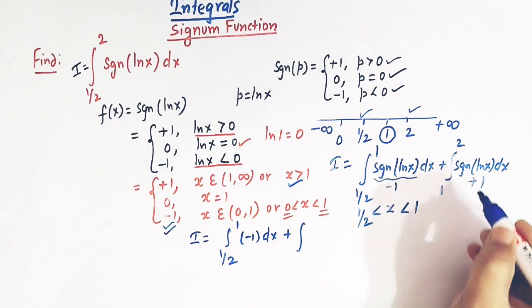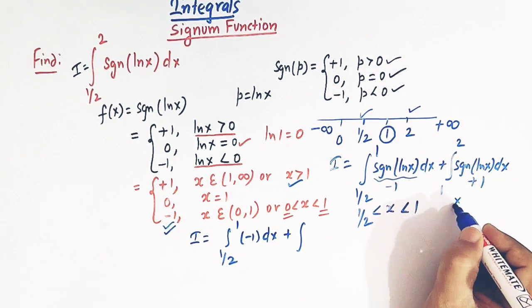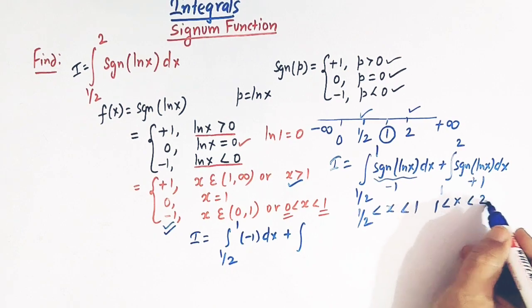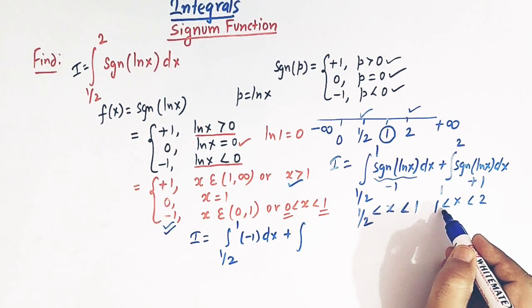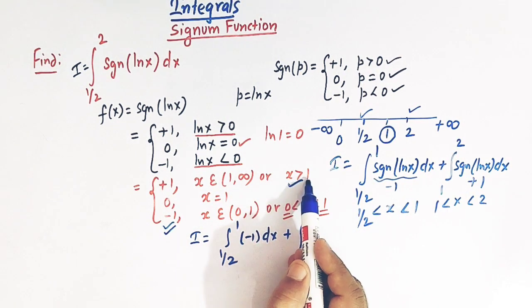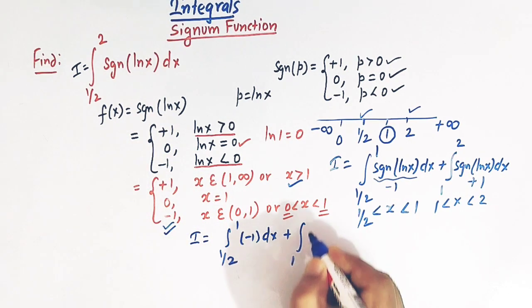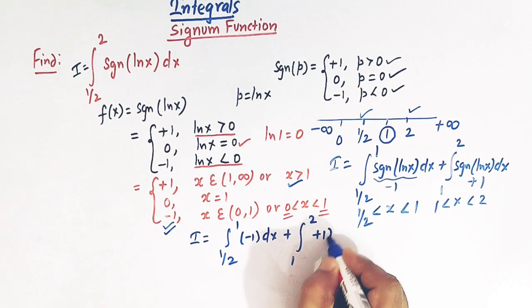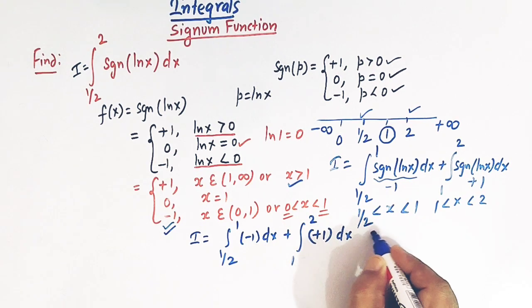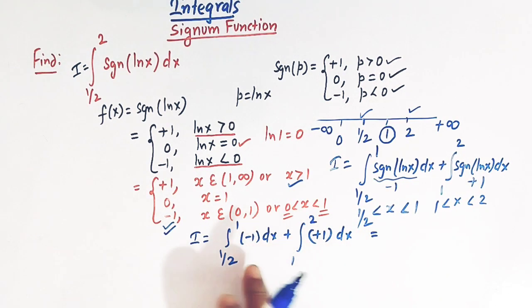And in the second integral, x lies between 1 and 2. So x is greater than 1, right? So when x is greater than 1, signum of log of x is plus 1. So here we have 1, here we have 2, here we have plus 1 dx. So now we have two simple integrals.